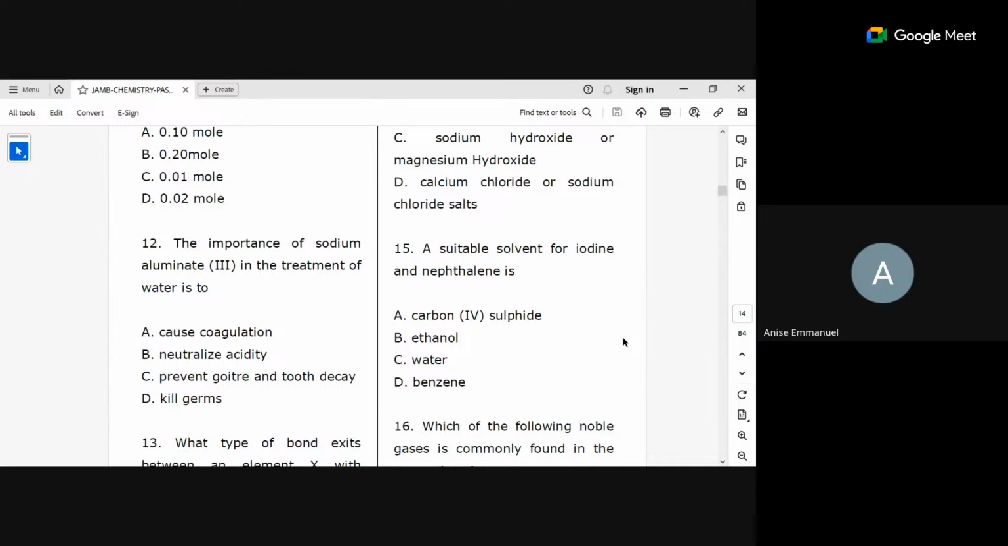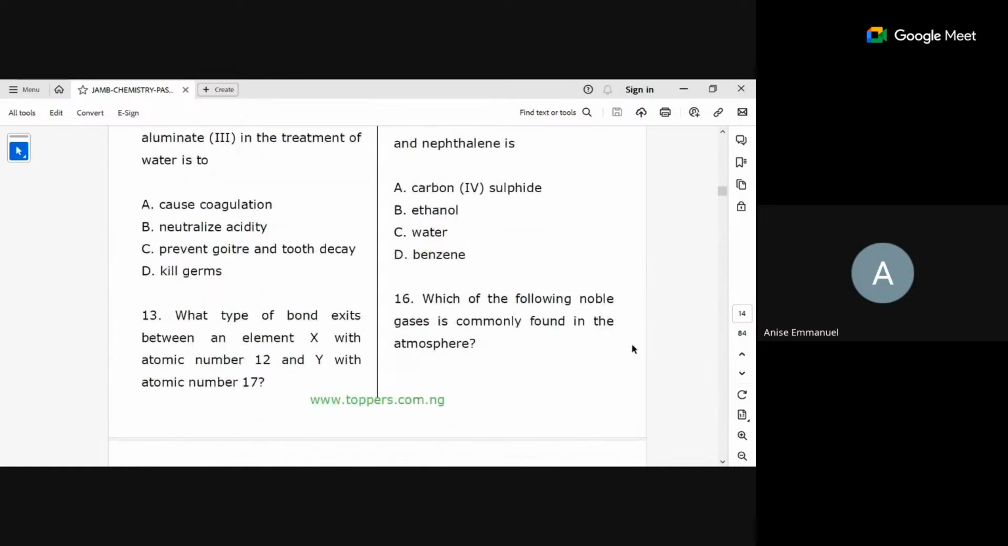Number 16. Which of the following noble gases is commonly found in the atmosphere? Oh, very simple.